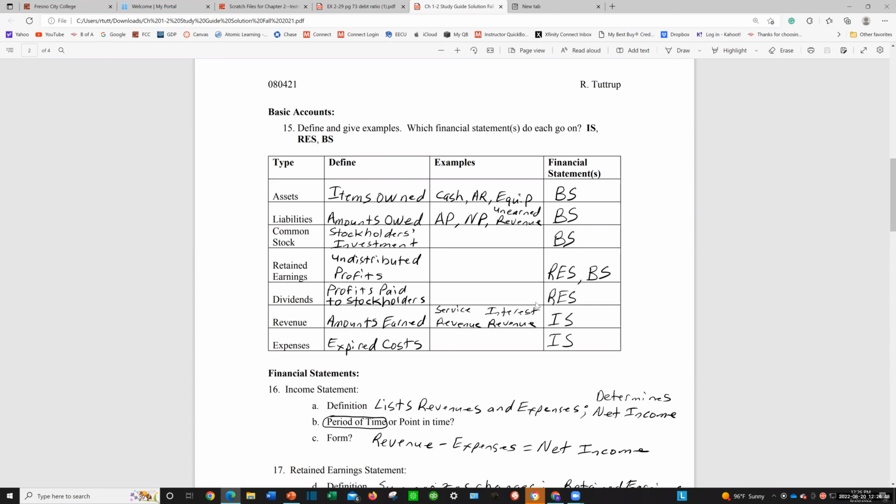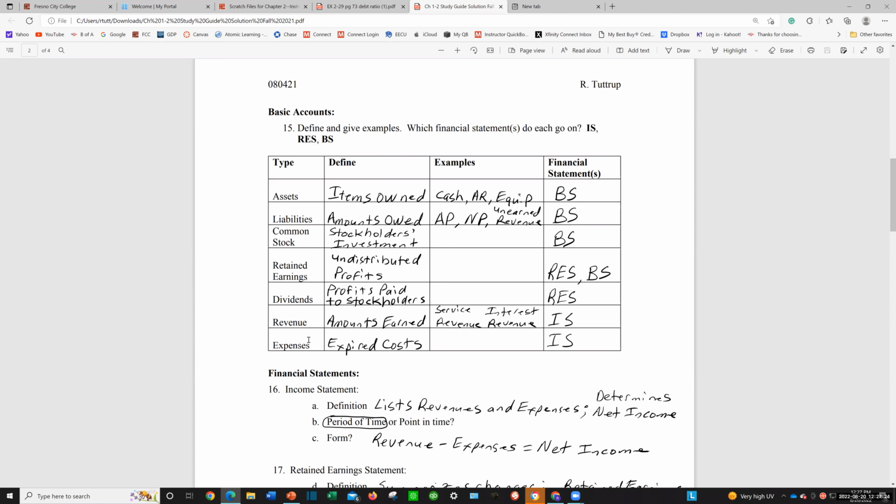Okay, we got 2 more to do. Revenue. Okay, that's amounts earned. Okay, so examples would be service revenue. You mow a guy's lawn and you earn some revenue. Or you have a savings account and you're earning interest. And what is interest? It's really rent on your money. The bank is paying you rent on the money we call interest. Okay, now revenues are found on the income statement.